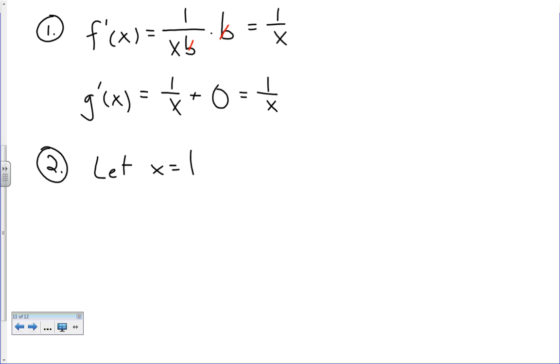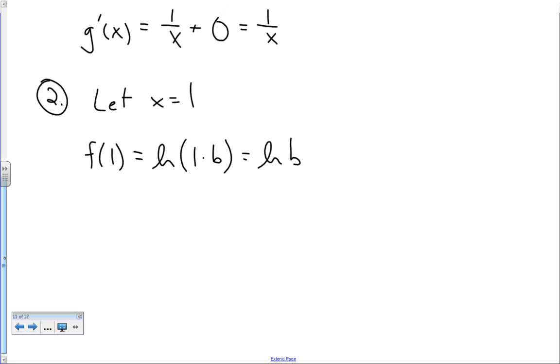But if we plug in 1 into our two functions, f of 1 would equal, again, f of x was equal to the ln of x times b. So this is the ln of 1 times b, which is just equal to the ln of b. And g of 1, remember, is the ln of x, so that's the ln of 1 plus the ln of b.